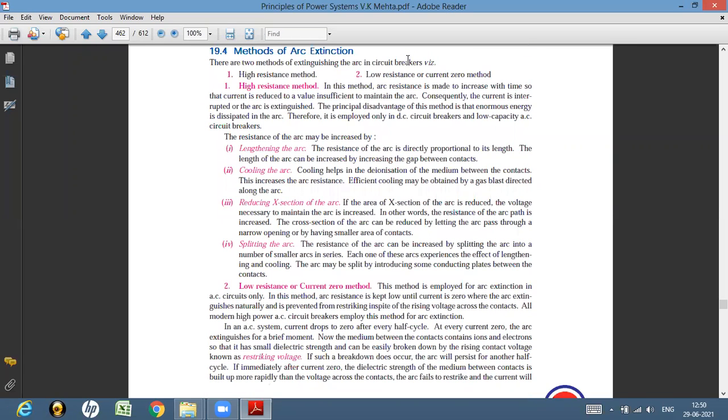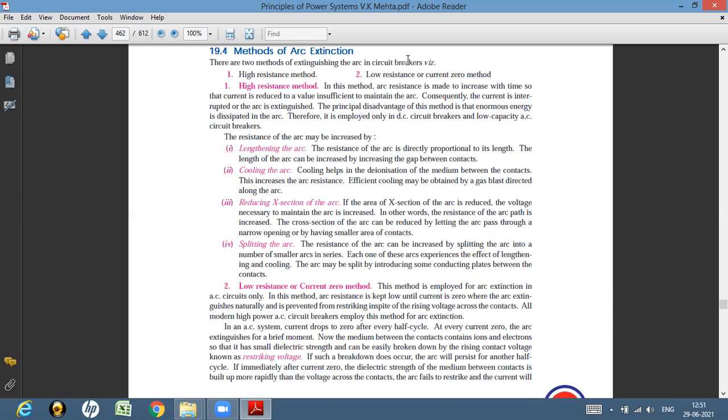Here you can write down, in the AC system, current drops to zero at every half cycle, because you know that in an AC, current starts increasing from zero and reaches maximum at 90°. That is called the peak value or the maximum value. After 90°, it starts decreasing, and at 180° or pi, the current becomes zero. After that, this cycle repeats. So in case of an AC system, current drops to zero at every half cycle. At every current zero, the arc is extinguished for a brief moment.